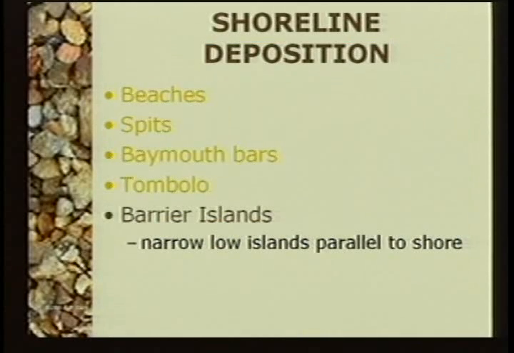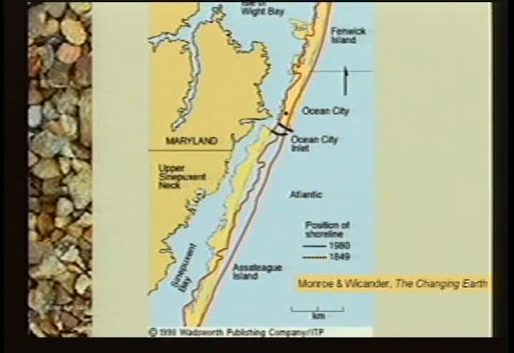We can also see barrier islands forming that are parallel. They're low islands parallel to the shoreline. Barrier islands form in a variety of ways, actually, but they can be distinguished on topographic maps simply because you see a long, narrow island that's running parallel to the shoreline.